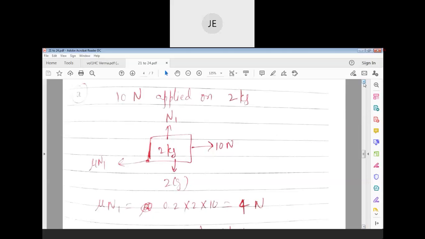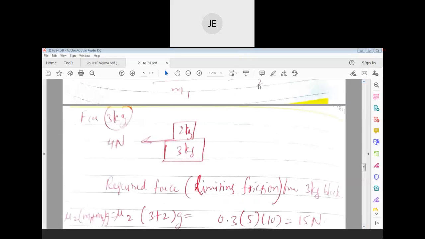10 Newton rightwards, 4 Newton leftwards. So net force is 6 Newton. 6 Newton by 2 kg mass gives you acceleration. Here, in between 2 kg and 3 kg, there is a frictional force 4 Newton leftwards, and that 4 Newton only will act as an applied force on 3 kg.